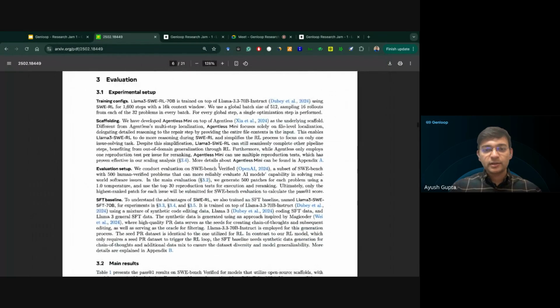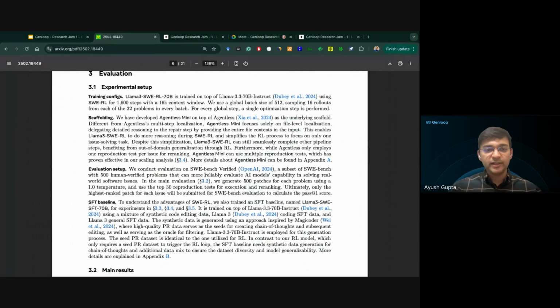They evaluated on SWE bench verified. In the main evaluation, we generate 500 patches for each problem using a one temperature and use a top 30 reproduction tests for execution and re-ranking. Ultimately, only the highest ranked patch for each issue will be submitted for SWE bench evaluation to calculate the pass at one score.